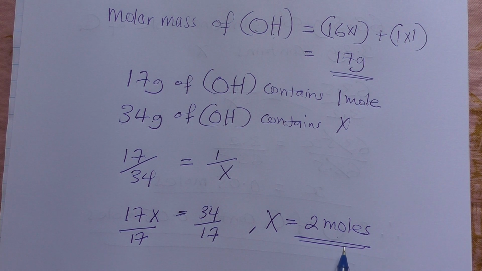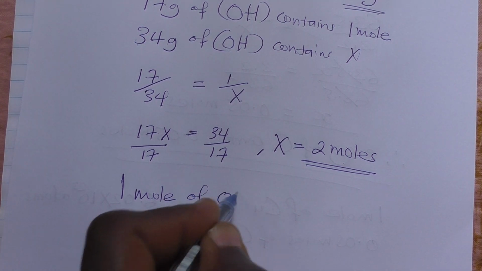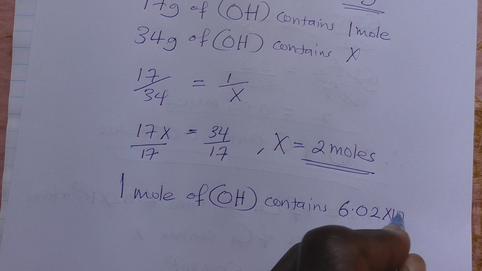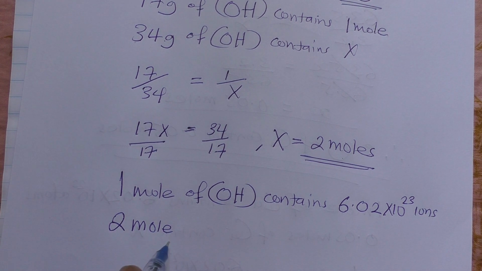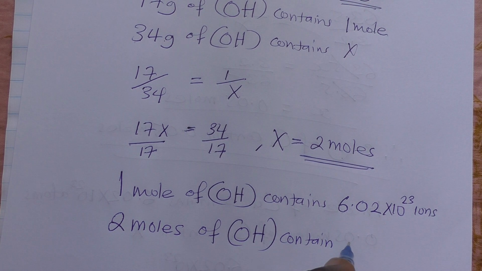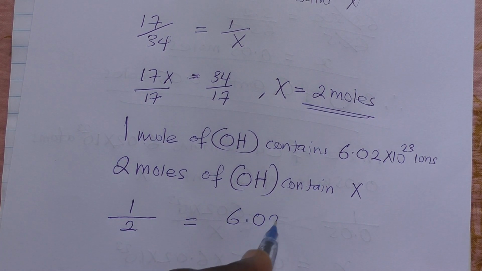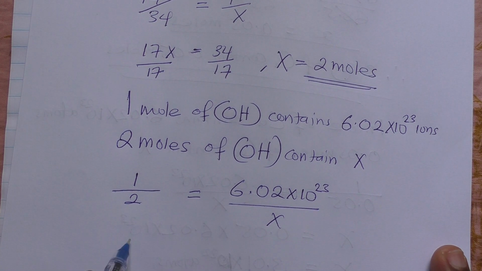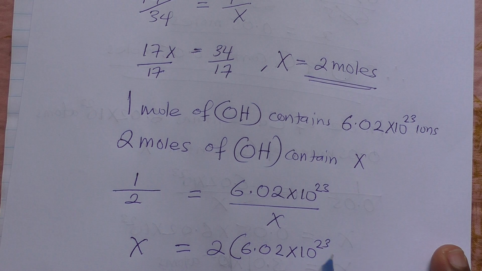But the question is asking for the number of ions, and therefore 1 mole of hydroxide contains 6.02 exponent 23 ions. What about the 2 moles now that are in 34 grams? The 2 moles of hydroxide contain X. Still we take ratios, which is 1 over 2 equals 6.02 exponent 23 over X. So when we cross multiply, X equals 2 times 6.02 exponent 23 ions.